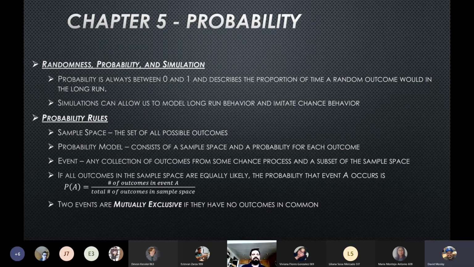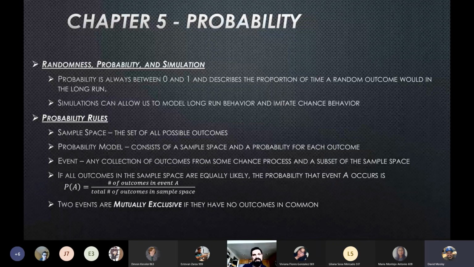An event is any collection of outcomes from some chance process, a subset of the sample space. We could have event A be having a sum on the dice that is equal to or less than 6. That's a possible event.